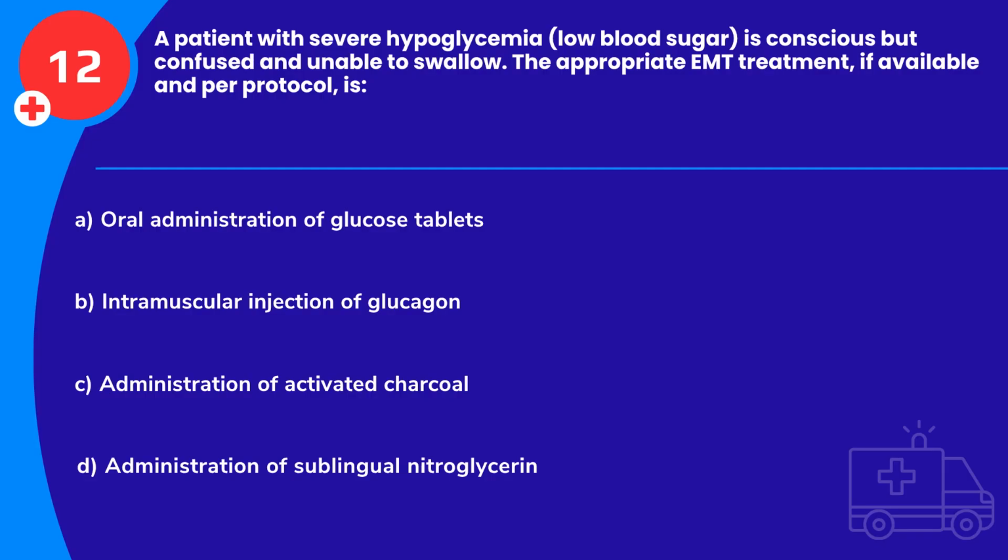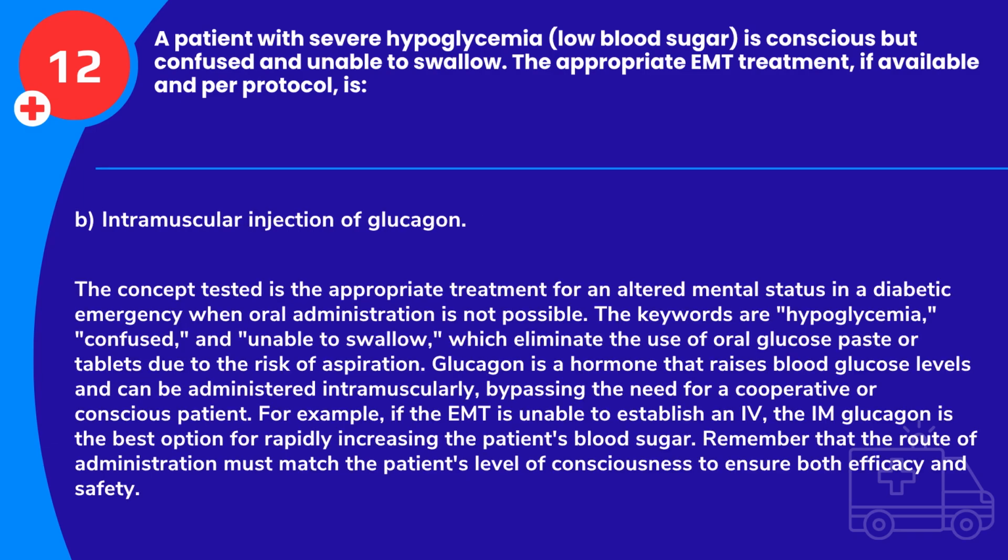Oral administration of glucose tablets, B. Intramuscular injection of glucagon, C. Administration of activated charcoal, D. Administration of sublingual nitroglycerin. Answer: B. Intramuscular injection of glucagon.